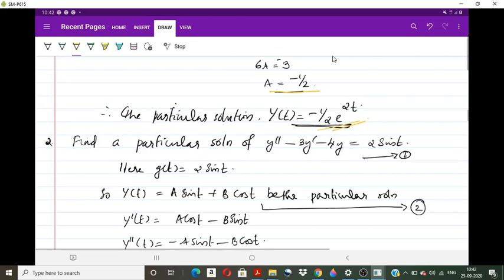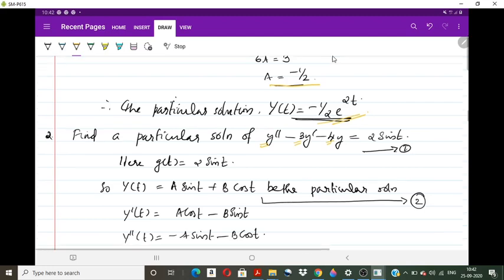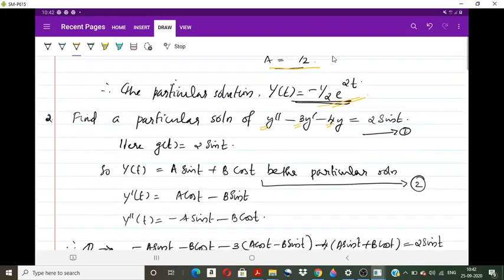Now consider the second problem. Find a particular solution of y double dash minus 3y dash minus 4y equal to 2 sine t. Here also when you observe this given equation, we have the coefficients here constants, and g of t is in the form sine t, a function of sine t. Therefore, we can apply the undetermined coefficient method. So if the function is a sine t, function of sine or cos, we have to choose y of t as the full function a sine t plus b cos t, the linear combination of both. Be the particular solution, then find its derivative and the second derivative.